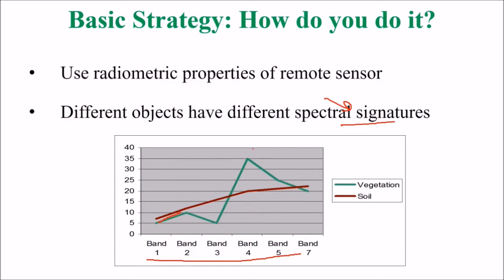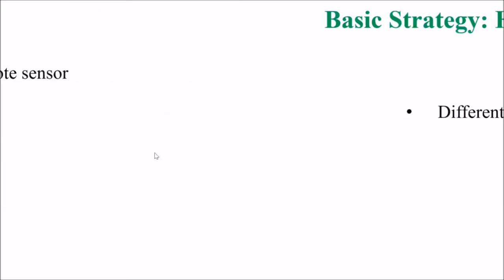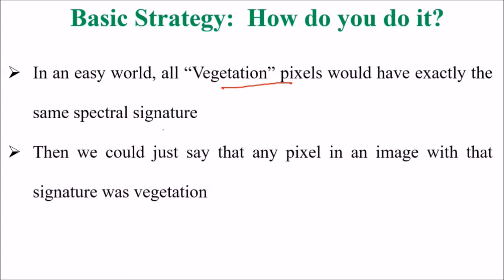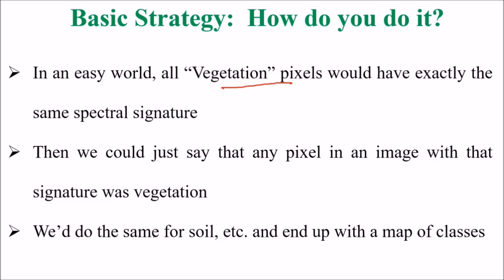For vegetation, you see, here we have a peak in band 4. So if you are interested in vegetation, why not try band 4? And likewise for other bands also. So in an easy world, all vegetation pixels would have exactly the same spectral signature. Then we could just say that any pixel in an image with this signature was vegetation. I will do the same for the soil and end up with a map of classes.